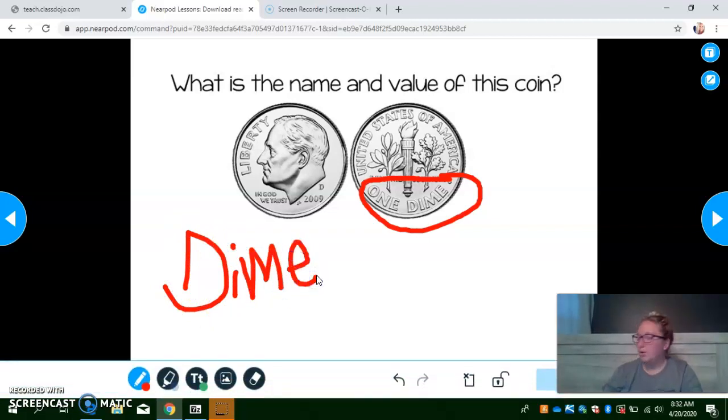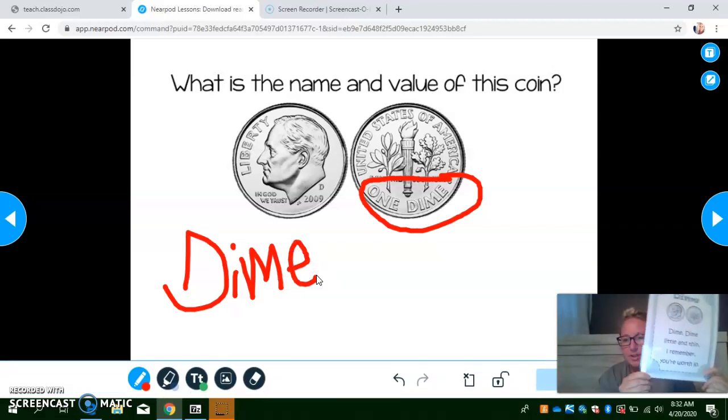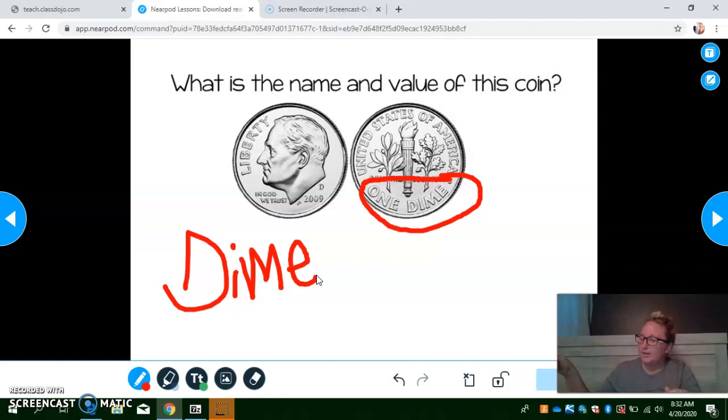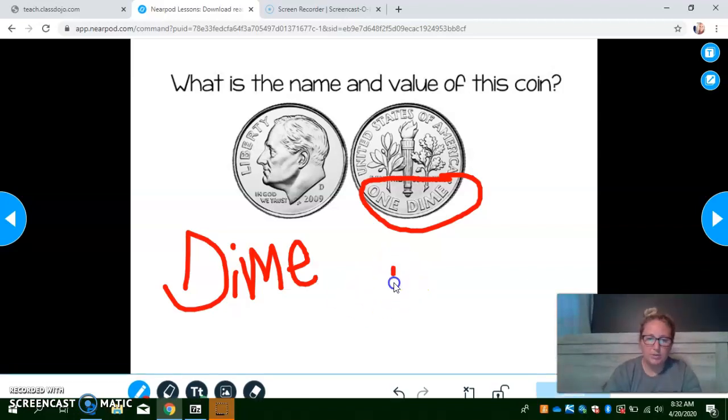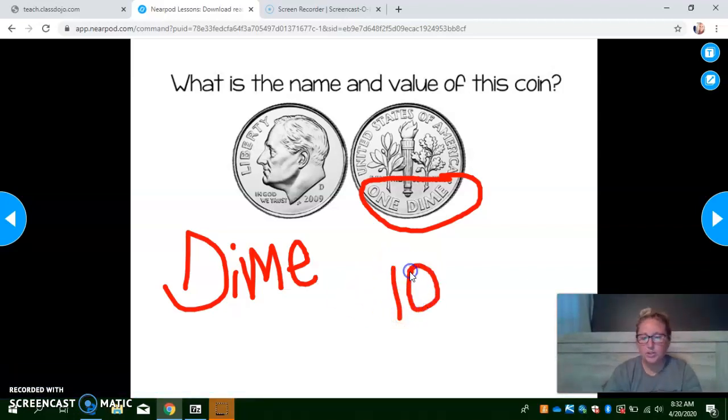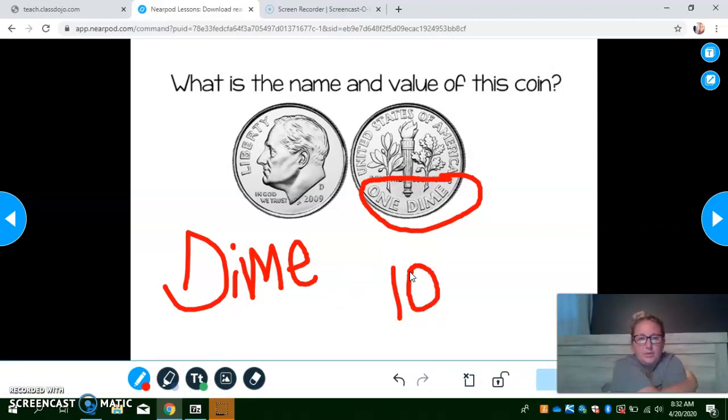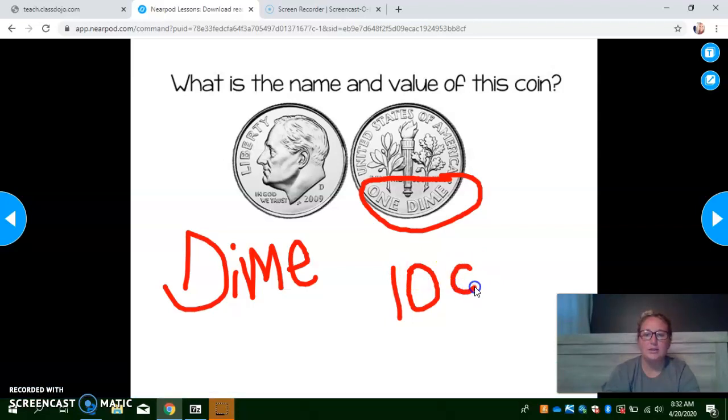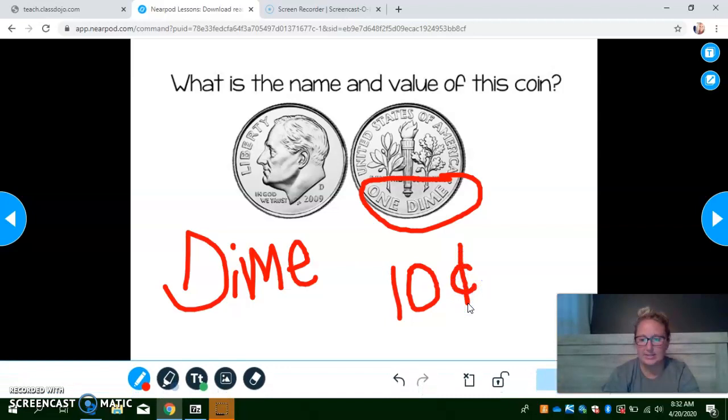And going back to our little rhyme, dime, dime, little and thin, I remember you're worth 10. So a dime is worth 10. Do you remember that little symbol I showed you how to make to represent cents? It's a C with the line through it. 10 cents.